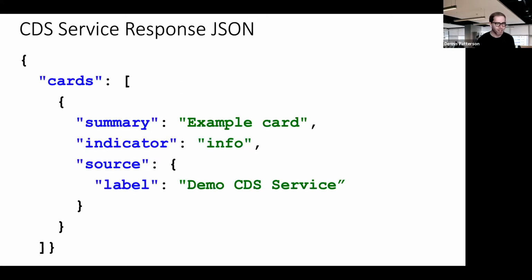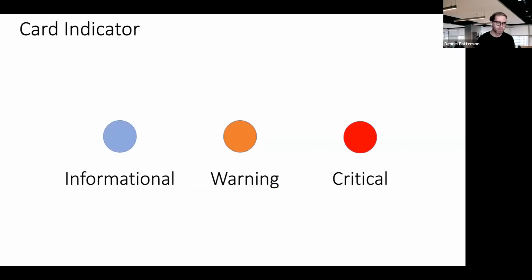And here is again a look at that card response with just those minimum elements. Obviously, based on the previous slide that showed different types of guidance that could be returned, there are other attributes that can come back in this response. So that card indicator that denotes the importance of the information. It could be an informational card, a warning card, or a critical card. And what this can do is give the CDS client a hint as to how that card might be rendered.